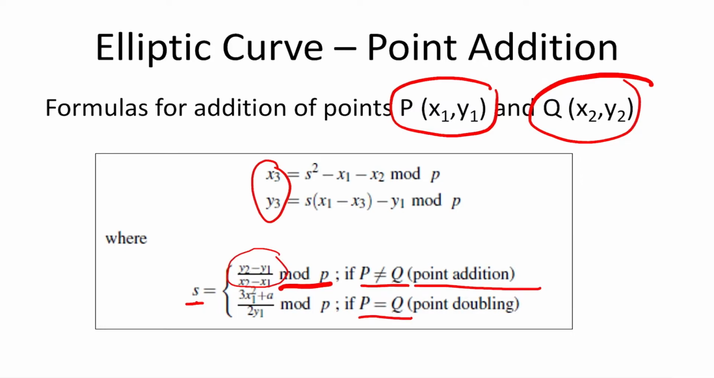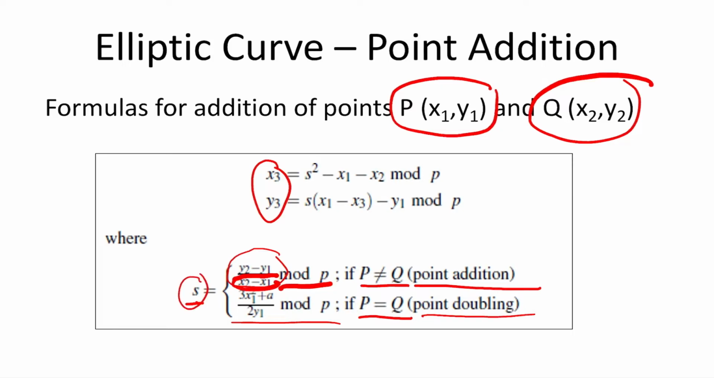The other scenario is when the 2 points that we want to add are the same. So technically you're adding the same point to itself. In other words, P plus P or Q plus Q. This scenario is known as point doubling. In this case, we use a different formula for calculating the slope, and this formula is 3x1 squared plus a divided by 2y1 mod p. This is because using the first formula in this scenario will result in infinity, since x2 minus x1 will give us 0 because x2 and x1 are the same value. So our denominator will become 0. So anything divided by 0 is infinity.